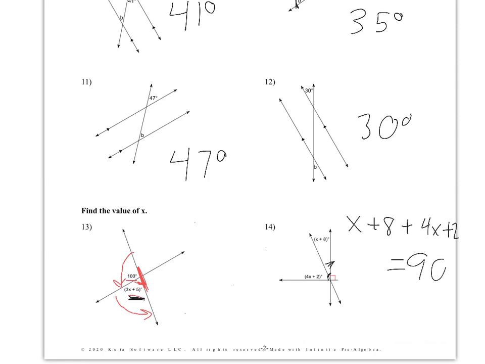Okay, so x and 4x is 5x, and 8 and 2 is 10, and again, that has to equal 90 degrees.